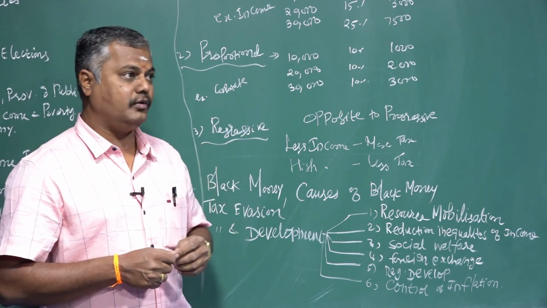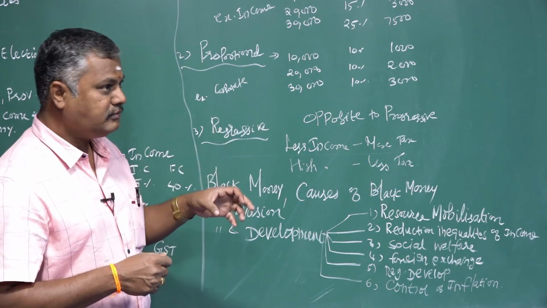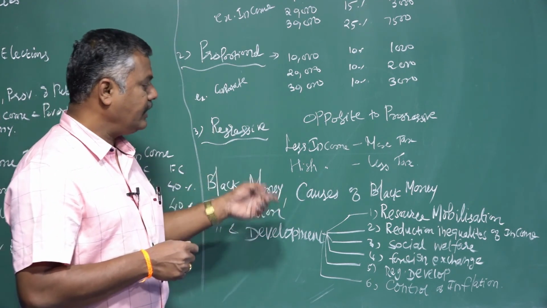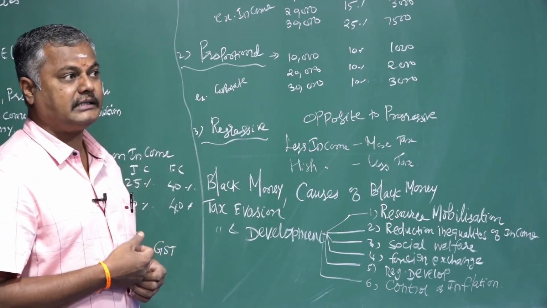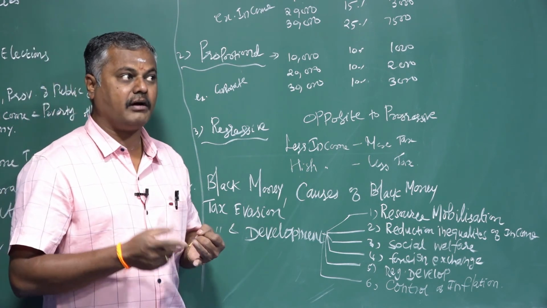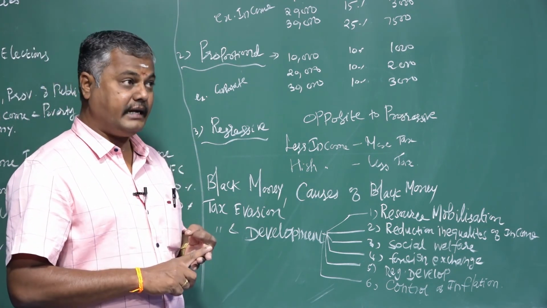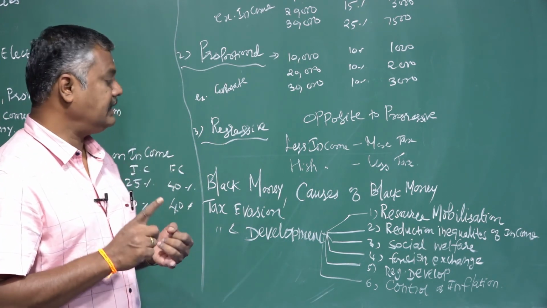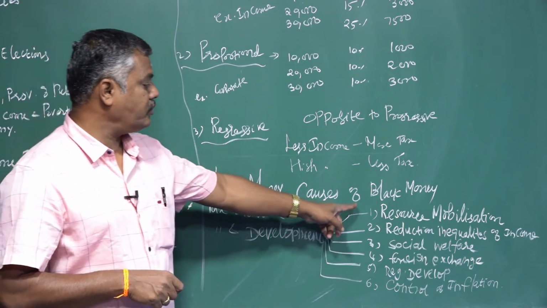Substantial amount of the revenue. The tax revenue is generated by imposing direct taxes such as personal income tax and corporate tax, as well as indirect taxes such as custom duty and excise duty, etc. That is called resource mobilization.